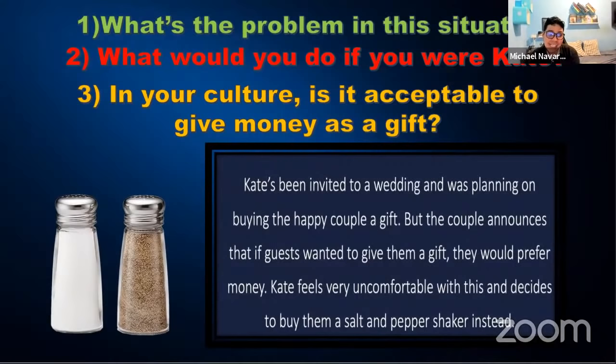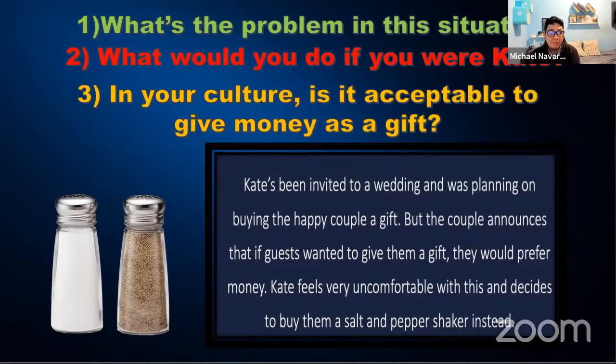And when I ask this question to my students, some students said, teacher, how is that possible? It's completely inappropriate to give money as a present. Whereas my Chinese students said, teacher, that's completely normal, right? Actually, that is part of our wedding traditions.